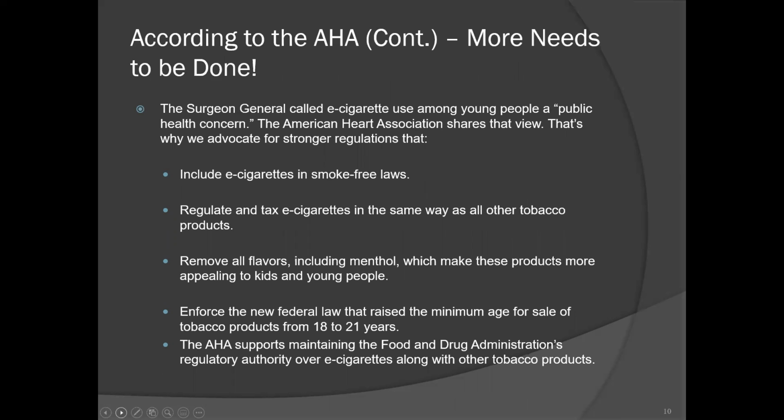More work needs to be done. The Surgeon General has called e-cigarette use among young people a public health concern. I would say among people. And again, some of the measures that have been taken include e-cigarettes in smoke-free laws, regulating and taxing e-cigarettes the same way as tobacco products, removing the flavorings, and enforcing laws that raise the minimum age from 18 to 21. The American Heart Association supports maintaining the FDA's regulatory authority over e-cigarettes, just like it maintains authority over tobacco products.